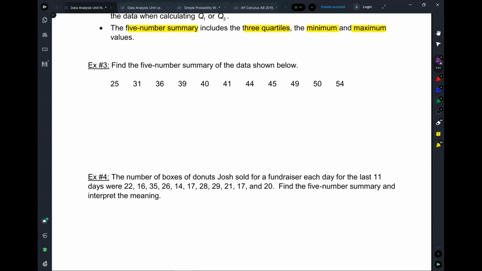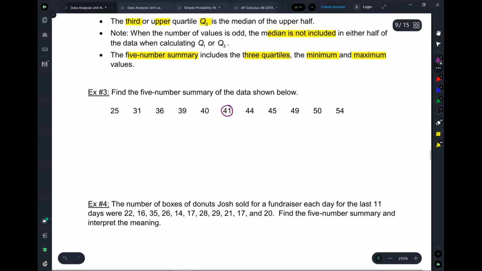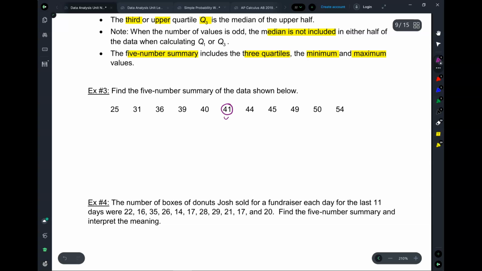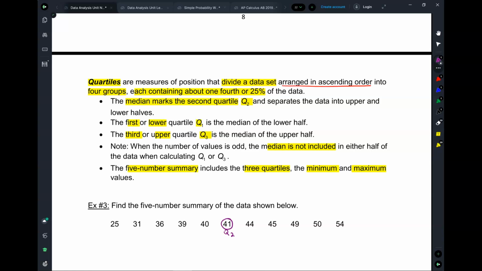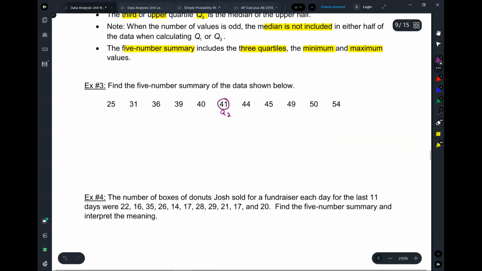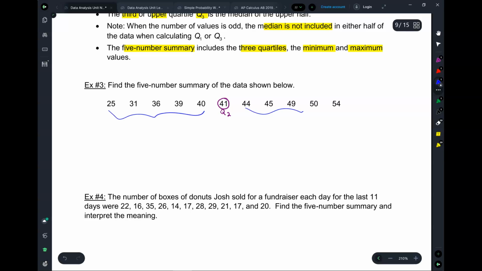Now, how many are there? 1, 2, 3, 4, 5, 6, 7, 8, 9, 10, 11. Where is the median? 41 is the median. I call that Q2. So here, median is Q2. Now, take a look below the median. I have this, and above the median, I have that.